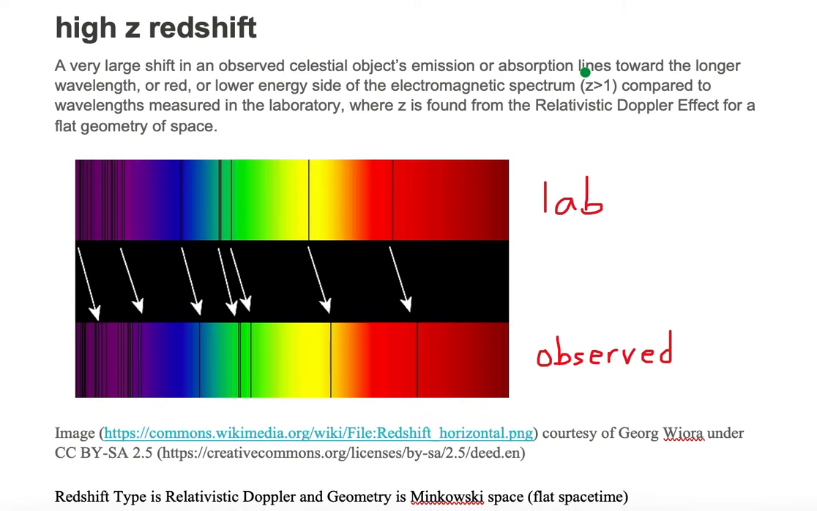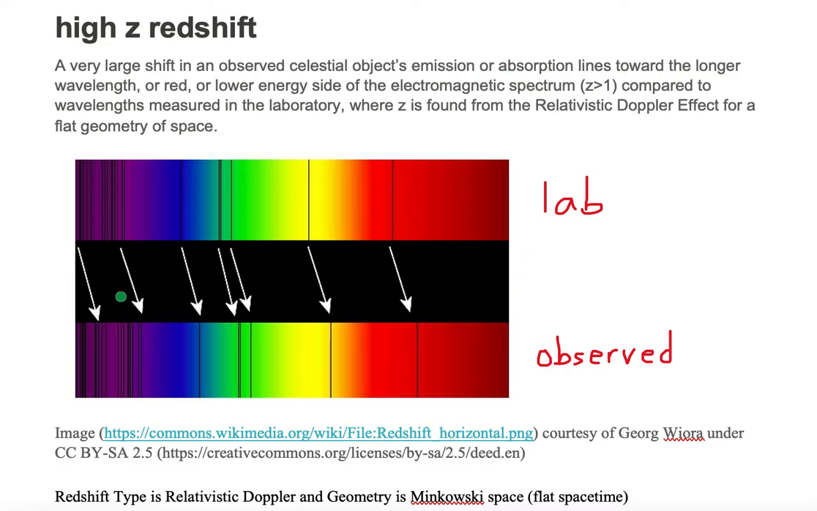Let's take a look at redshift in general. Redshift in general is a comparison of an observed spectrum compared to a laboratory spectrum. Now, the difference between just redshift and a high Z redshift is that the high Z redshift has a very large shift in the spectrum. So we have a large shift in the observed celestial object's spectrum.